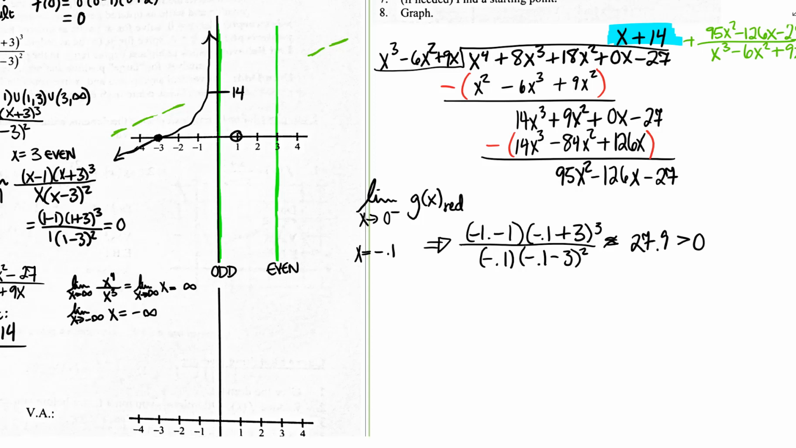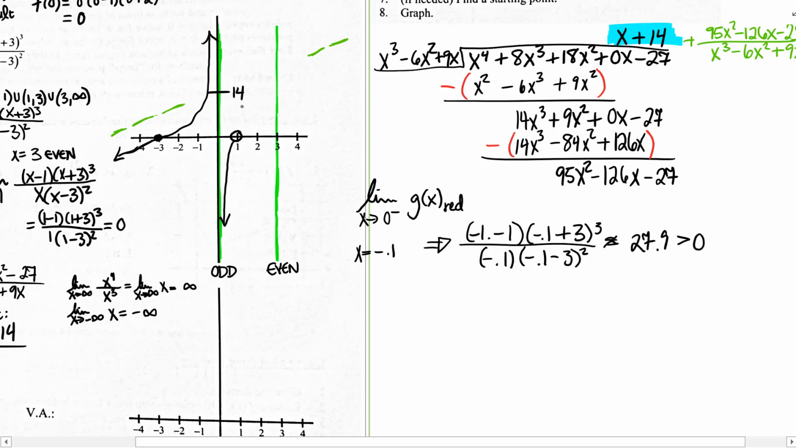Okay, so what is happening in between our vertical asymptotes? Well, I know that the behavior around x equals 0, since it's an odd vertical asymptote, is opposite on either side. So if the behavior as we move towards 0 from the left is approaching positive infinity, then the behavior as we approach 0 from the right will be approaching negative infinity. As we approach 3 from the left, are we going toward positive infinity or negative infinity?